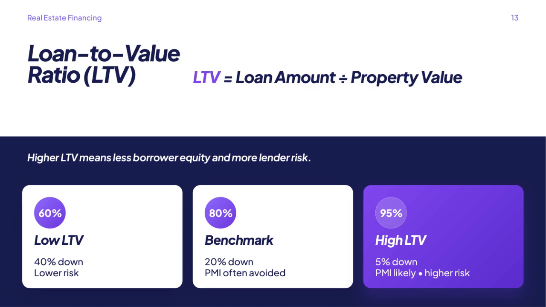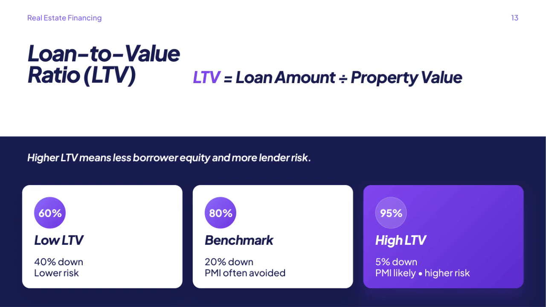At an 80% LTV, the borrower puts down 20%, which is often seen as a benchmark. This is a common threshold because private mortgage insurance, or PMI, can often be avoided at this level, making it a sweet spot for many buyers. On the other hand, a 95% LTV means only a 5% down payment, creating higher risk for lenders and usually requiring PMI. Understanding these different LTV levels is crucial because it influences loan terms, insurance requirements, and risk assessment in real estate financing.